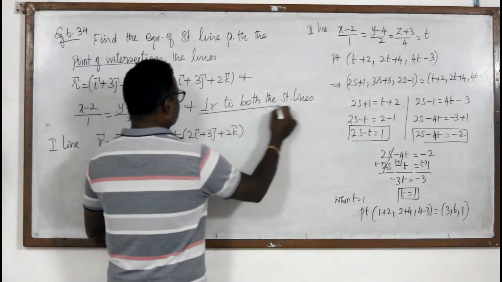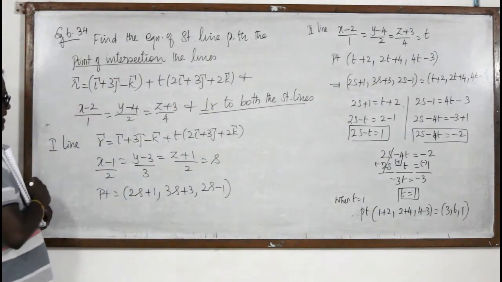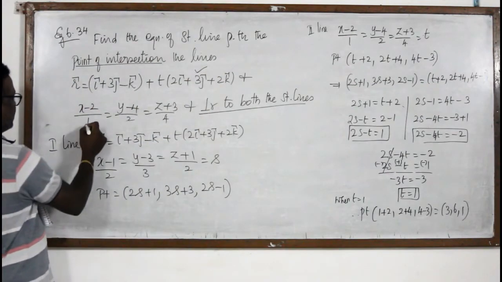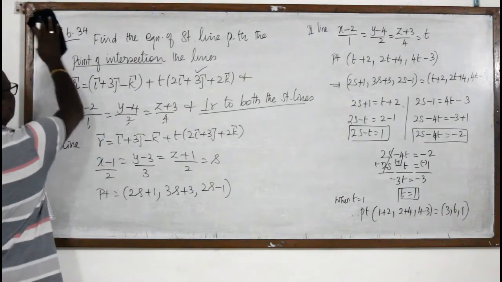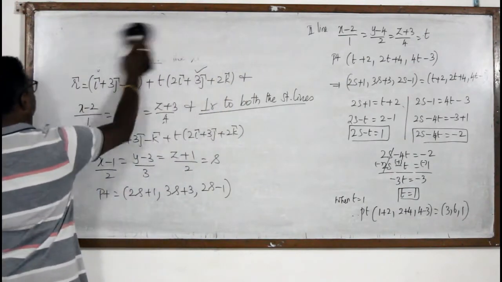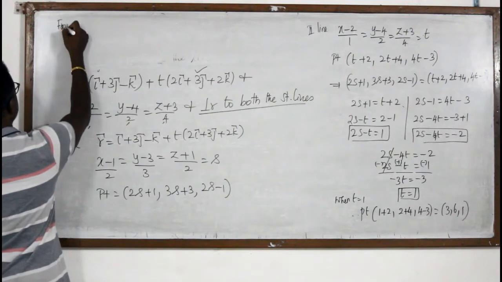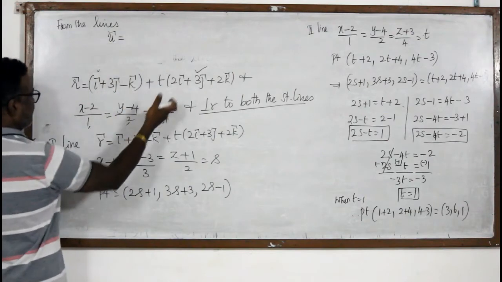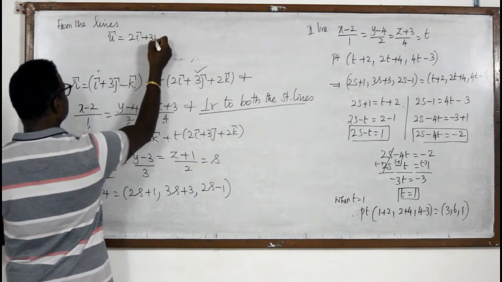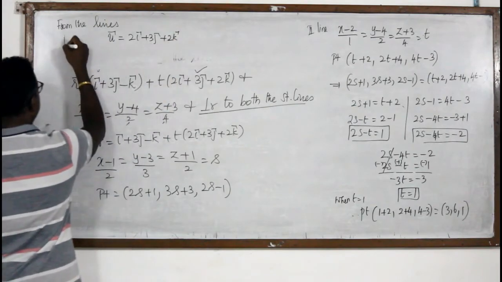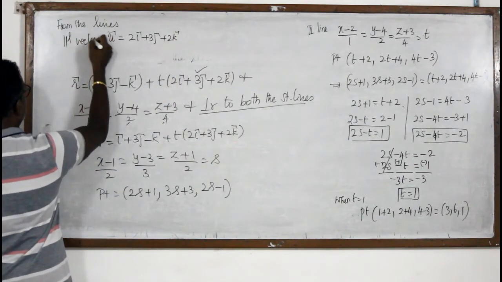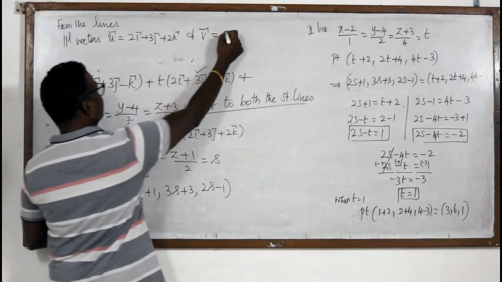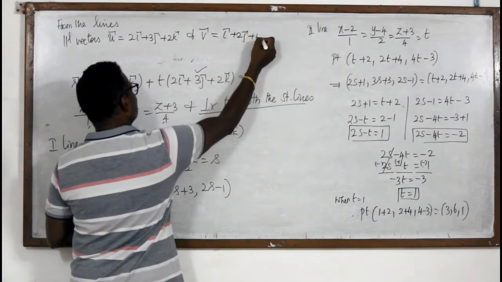For that they give that the line is perpendicular to both the straight lines. So, here the vector in the first line is 2i plus 3j plus 2k, and the second vector is, from the lines, can we write the vector straight from the straight lines? U vector equal to 2i plus 3j plus 2k, parallel vectors we shall know. And v vector equal to the numbers in the denominator, isn't it? i plus 2j plus 4k.